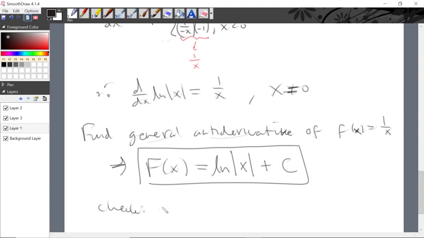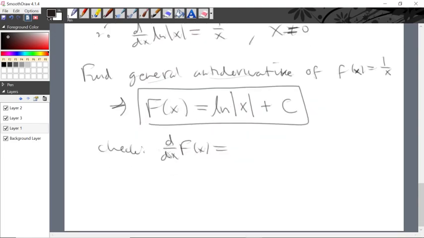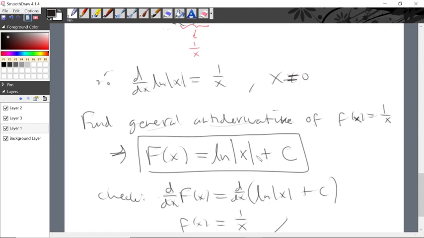And again, to check our answer, we should take the derivative of the big F of x. Okay? If it is an antiderivative, then the derivative of big F of x would be little f of x. And we expect the answer then to give us back the original 1 over x, over the entire domain. So the derivative of the natural log of the absolute value of x, as stated above, is 1 over x, and the derivative of the constant c would just be 0. So this verifies that it's true. So we found a general antiderivative to 1 over x.